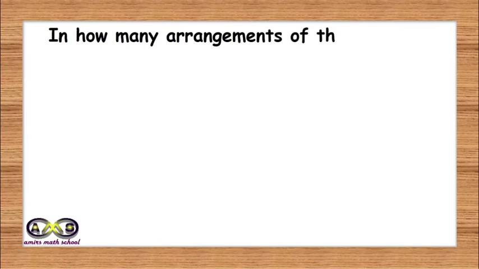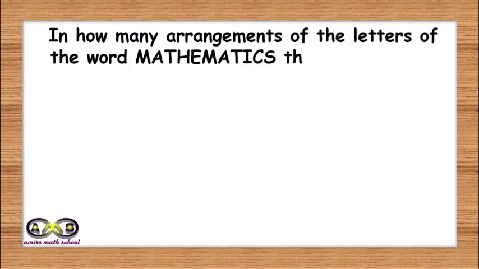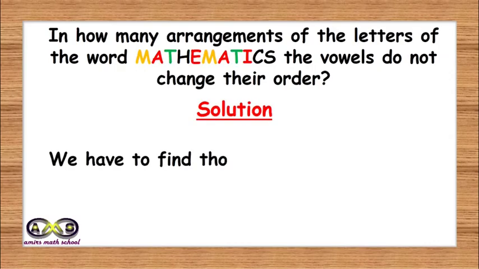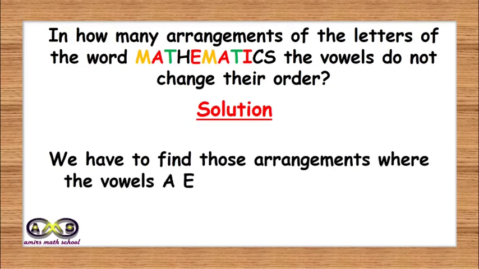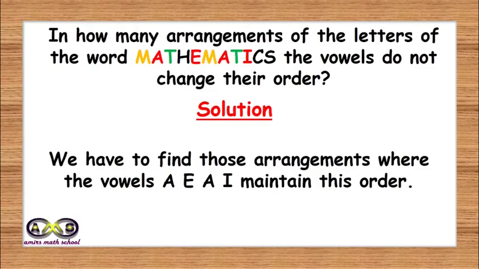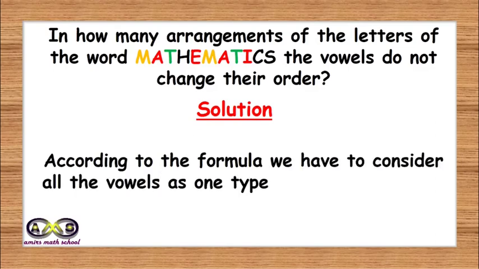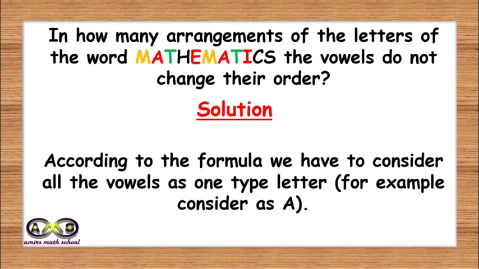In how many arrangements of the letters of the word mathematics do the vowels not change their order? Solution: we have to find those arrangements where the vowels A, E, A, I maintain this order. That is, after A, the letter E, then letter A, then letter I. According to the formula, we have to consider all the vowels as one type of letter. For example, consider them as A.